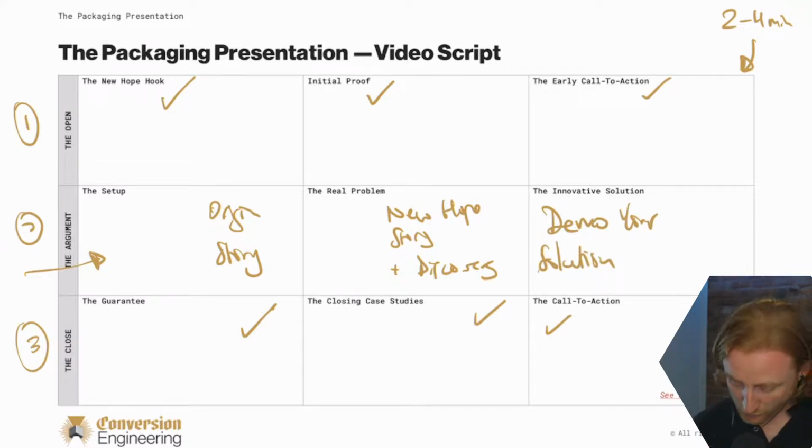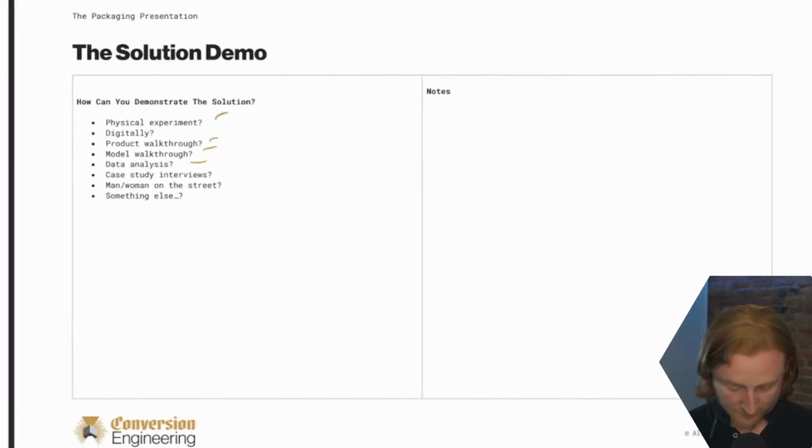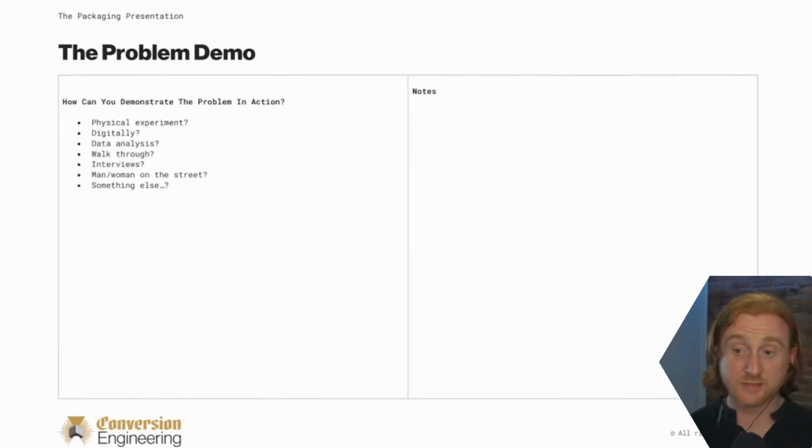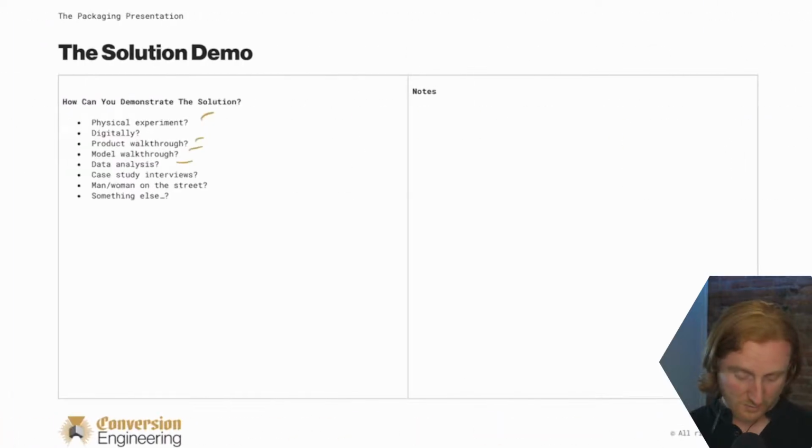Okay. If you're looking for ways to demonstrate your solution, check out the book here or the workbook if you go down here. There's two sheets here. There's the problem demo and there's the solution demo. A couple of ways that will help you think through what your demonstration might be. Not going to spend too much time on it because everyone's demonstration is going to be slightly different based on the problem that you're trying to solve.